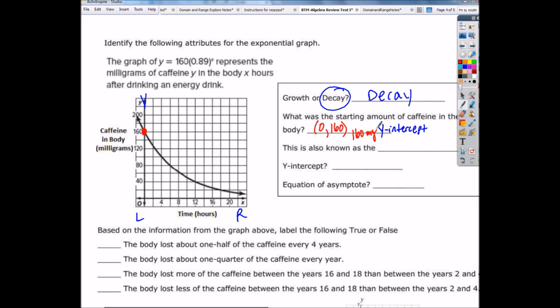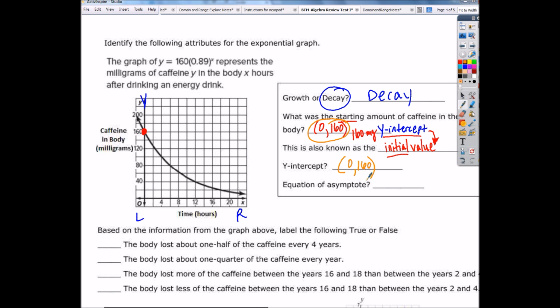This is known as the, I already said that, the y-intercept. So I gave you your answer. Y-intercept, or if you want to practice saying this word, initial value. Initial value, starting point, y-intercept. They all mean the same thing. And OMG, I already found the y-intercept for you, which was (0, 160). I was moving ahead. I get so excited about this.